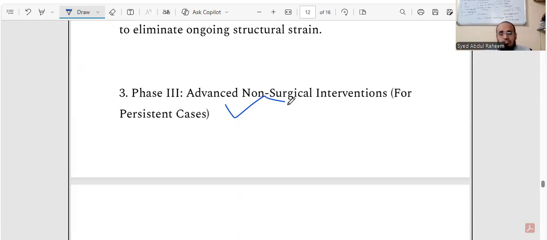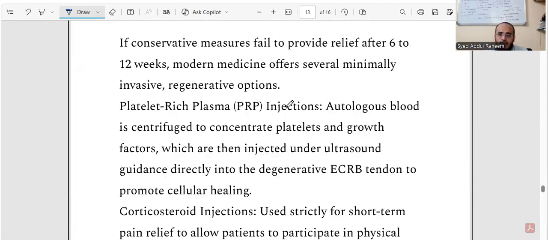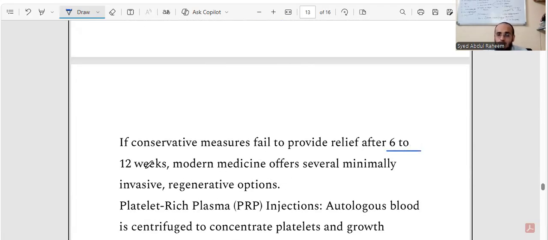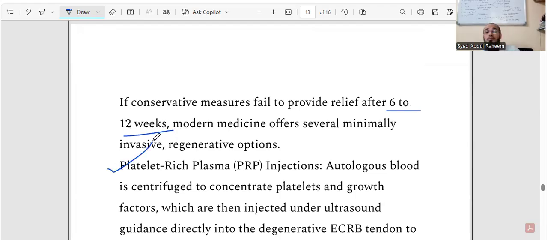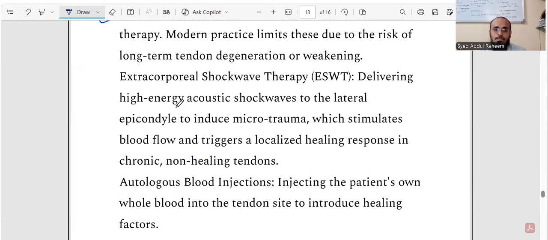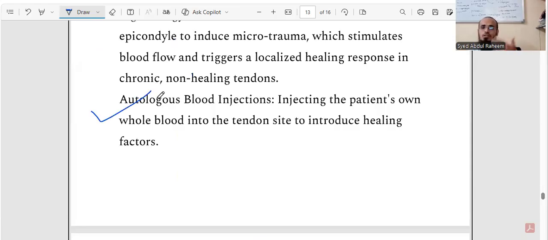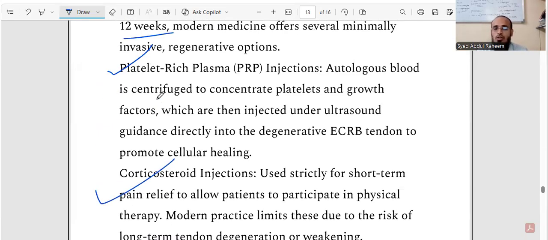In the third phase of modern medicine, they will do non-surgical intervention. If the pain is not reduced in 6 to 12 weeks, they will advise PRP injections. Your own blood will be taken, and from that a plasma-rich solution will be injected here. After that they will advise corticosteroid injections. If the treatment is not done properly, the patient will not get relief. Shockwave therapy and blood injections may also be done. They will follow their protocol to treat the patient.